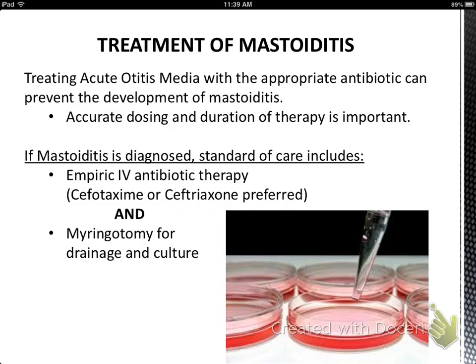The Sanford Guide to Antimicrobial Therapy recommends empiric treatment with IV cefotaxime or ceftriaxone until culture results are available. Culture results can take up to 48 hours or more. If culture results are positive for Staph aureus, it could also be very appropriate to change the antibiotic therapy to vancomycin or nafcillin.